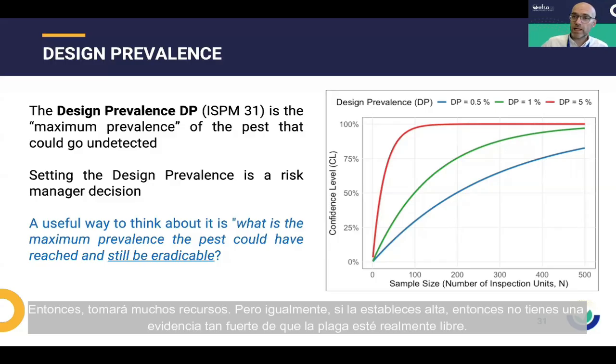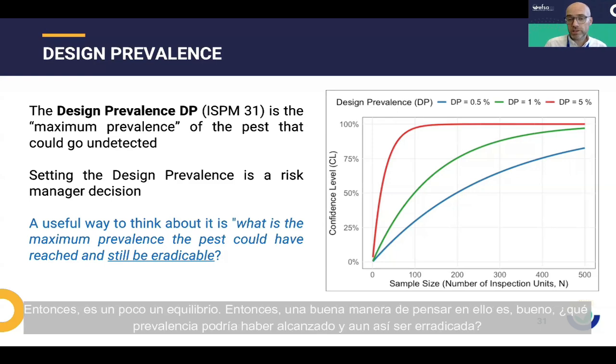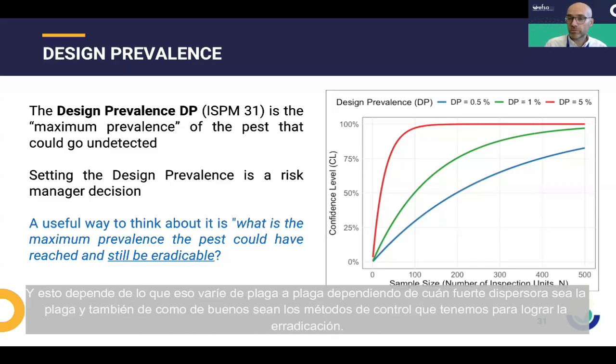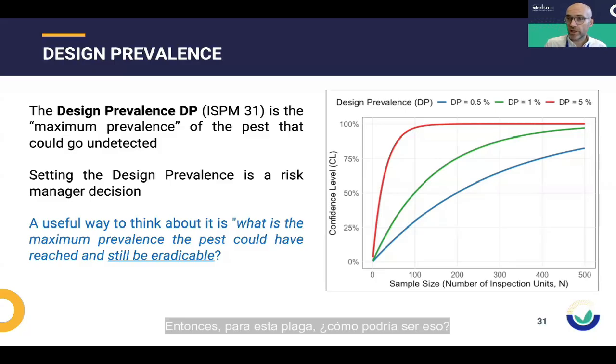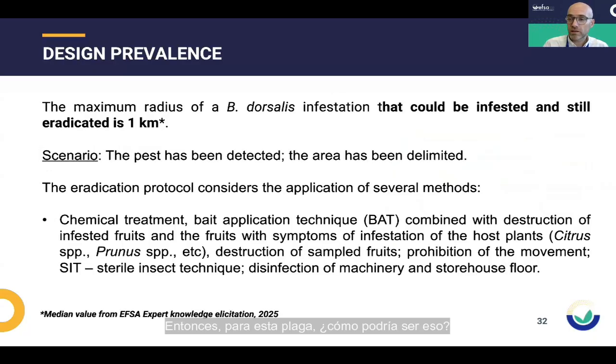But if you set it high, then you don't have as strong evidence that the pest is really free. So it's a bit of a balance. A good way to think about it is, what prevalence could it have reached and still be eradicated? That will vary from pest to pest, depending on how strong a disperser the pest is, and also how good the control methods we have to achieve eradication. So for this pest, what might that look like?